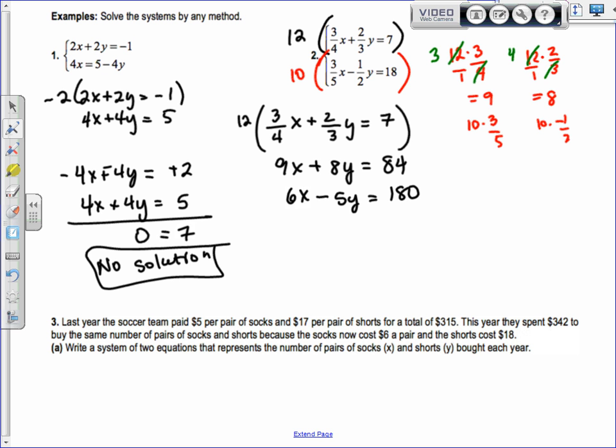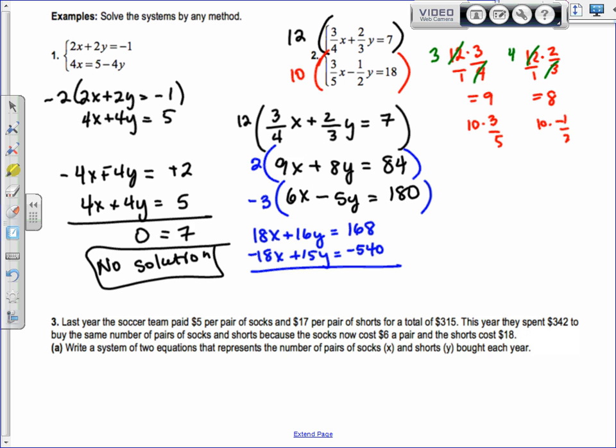That makes it 9. All right, so let's go ahead and make them 18 though. So we'll multiply the top one by 2 and the bottom one, let's make it negative, so negative 3. So I get 18x plus 16y equals 168. And then I get negative 18x plus 15y equals negative 540. So I get 31y equals, so 540 minus 168. You guys can help me out if you want. Did you guys already get this?